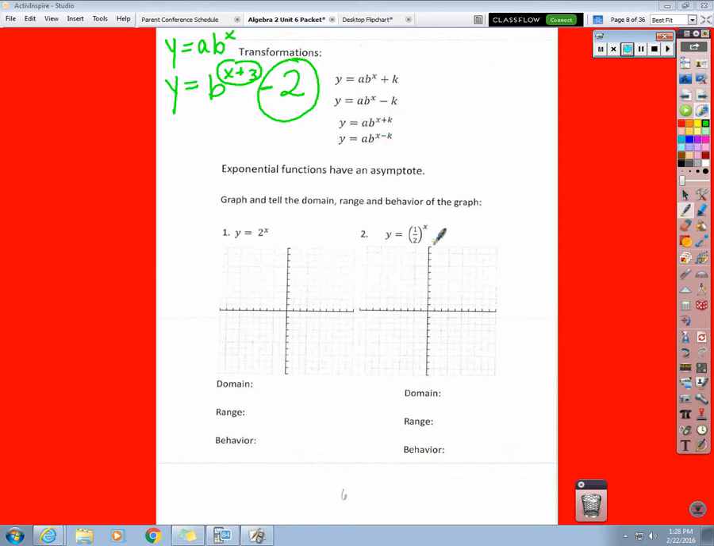Okay? On Friday, every one that we did had +0, +0, right? It didn't shift horizontally or vertically. And so the asymptote stayed at 0. But today we're going to start having shifts. Okay, so let's talk about what that means.